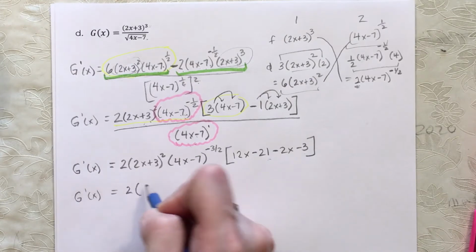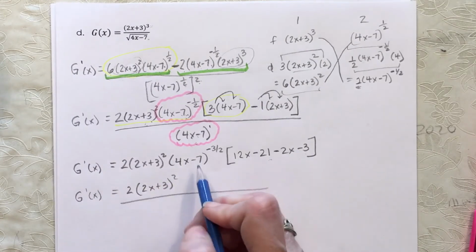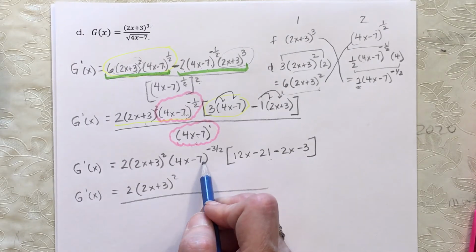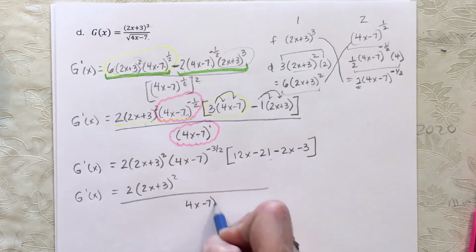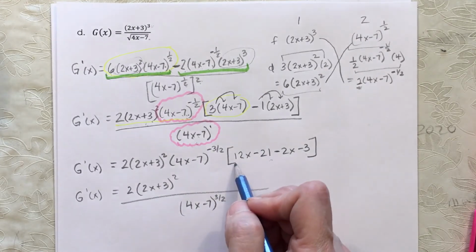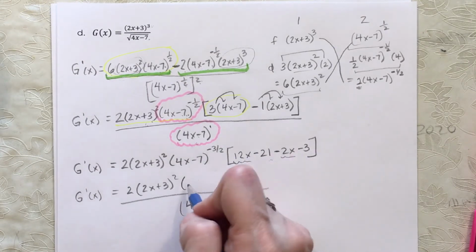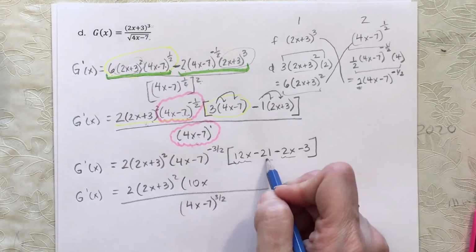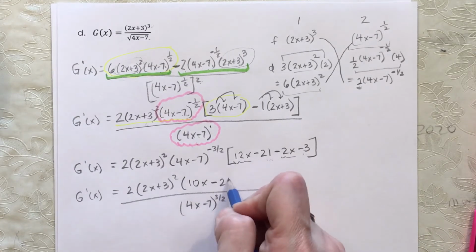So the 2 is going to stay in the numerator, 2x plus 3 squared will. But this 4x minus 7 has a negative exponent, so it's going to move to the bottom so that it has a positive exponent. And then in here, I'm going to collect. So 12x minus 2x is 10x. Negative 21 minus 3 is negative 24.